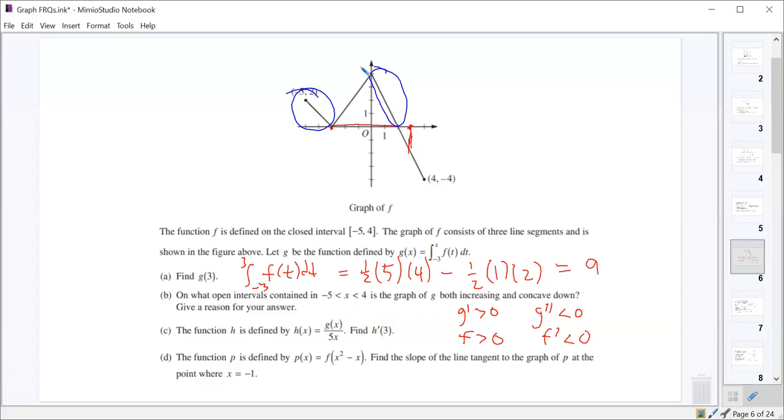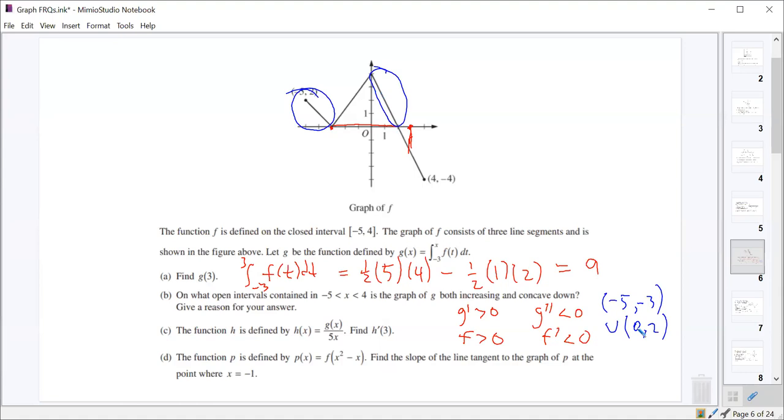So F is above the x-axis and decreasing here and here. Y'all agree with that? So that'd be -5 to -3 and 0 to 2. Everybody good there? Any questions on part B? Zoom, you good? Yep. All right.